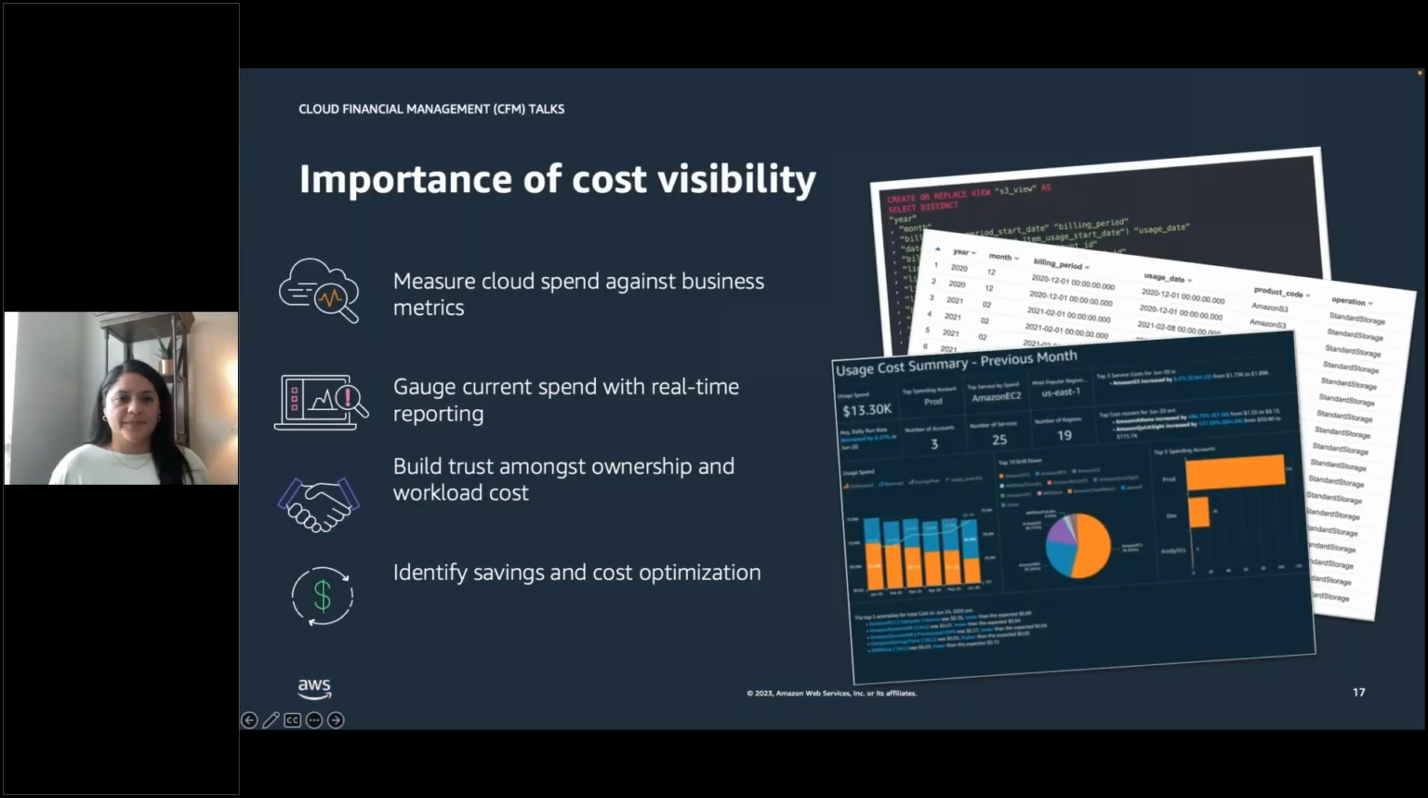Thank you, Lisa. So one of the main common problems that I have seen across customers is that they don't really have a clear view of their spend or know how to utilize the tools that they have. So how can you ensure you're set up for success?